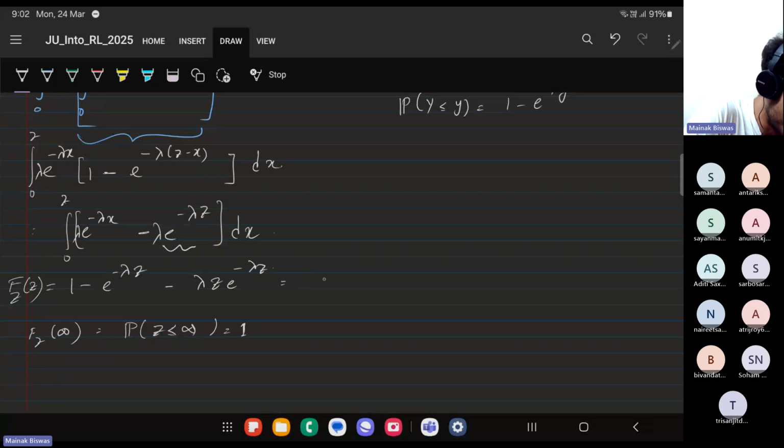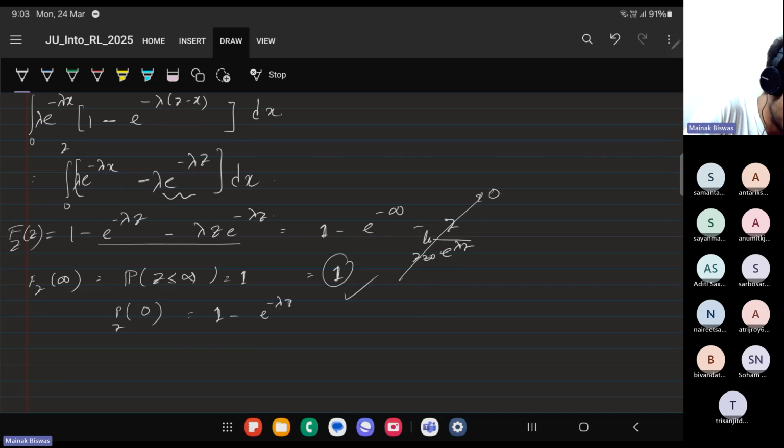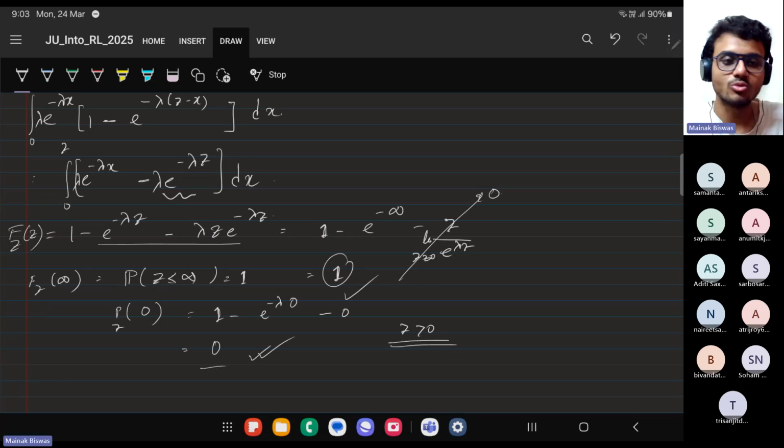So let's put this value at infinity. It will get 1 minus e to the power minus infinity minus z by e to the power lambda z, limit z tends to infinity. By L'Hopital, this goes to 0 again. So this is equal to 1. That is fine. Even at 0 also, this goes to 0. Probability at 0 is 1 minus e to the power minus lambda into 0 minus 0. This is 1 minus 1, which is 0, because z has to be greater than 0, which also makes sense. Fine. So we found out the distribution of z.